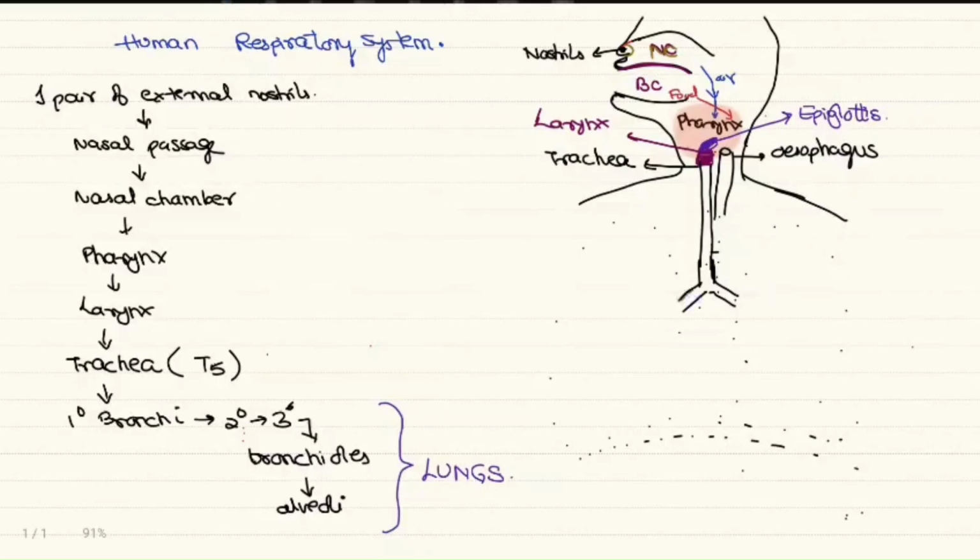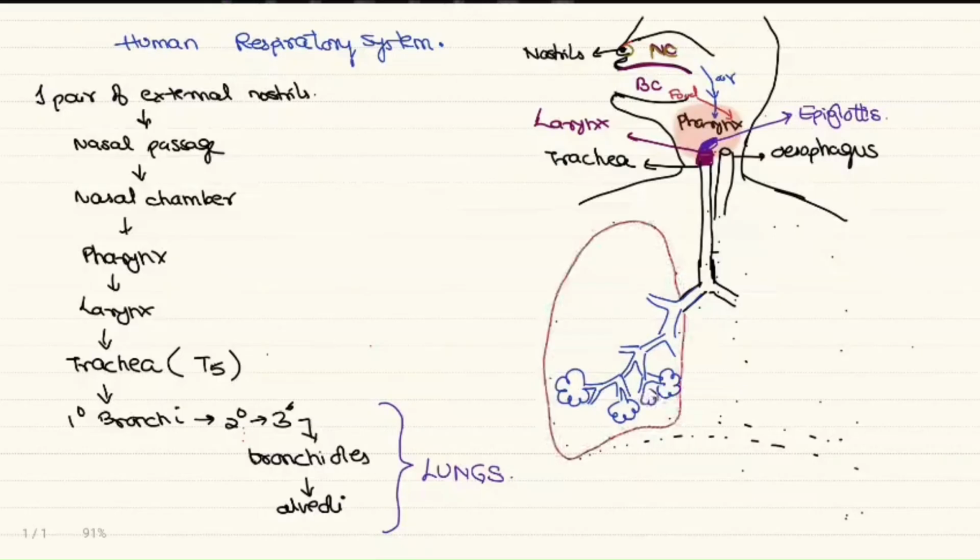So let's see how the branching starts. So these are the primary bronchi, which divides into secondary and tertiary, which will later divide into much finer bronchioles, and these bronchioles will later form into the alveoli. So this will comprise the lungs.